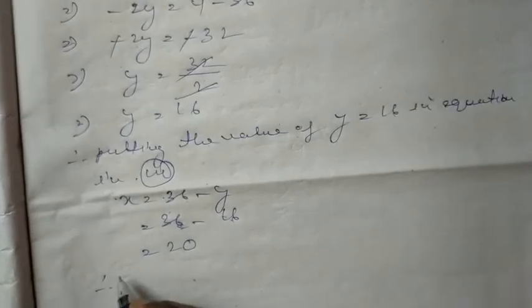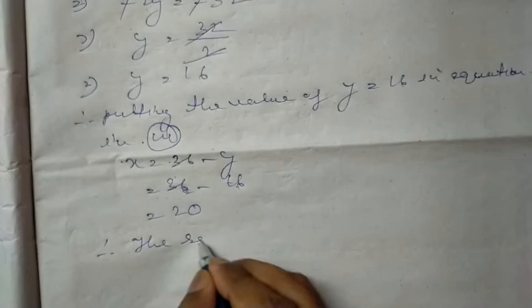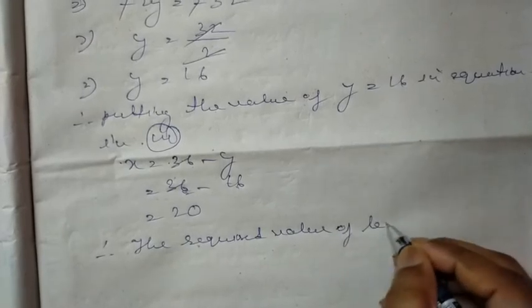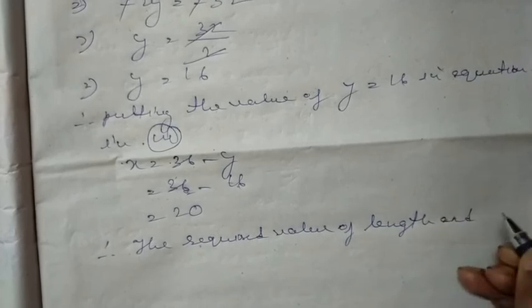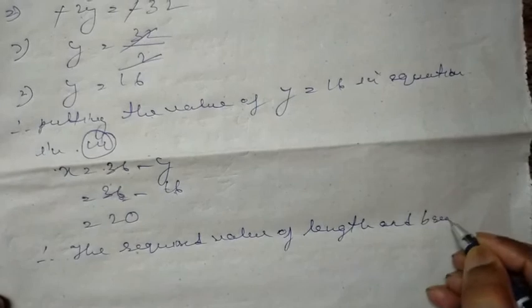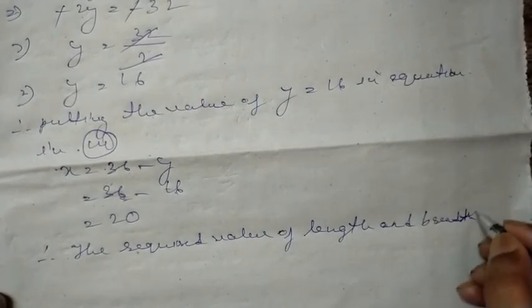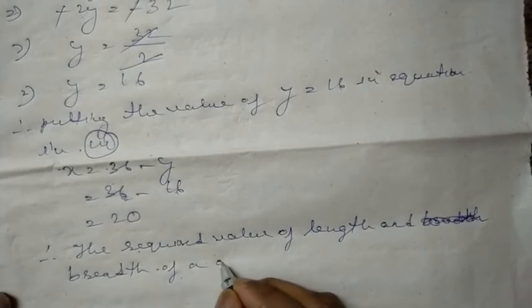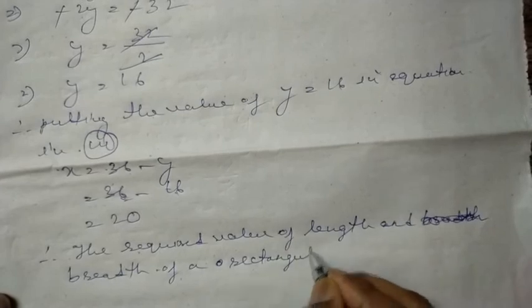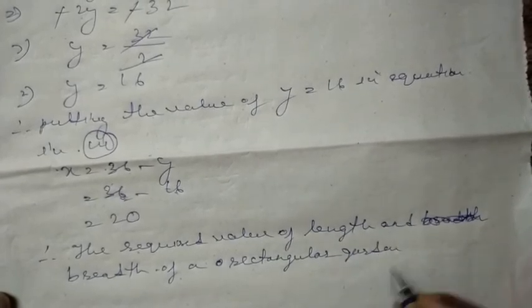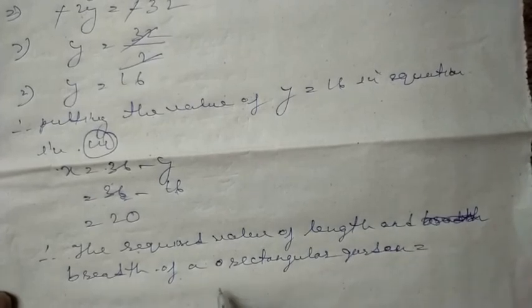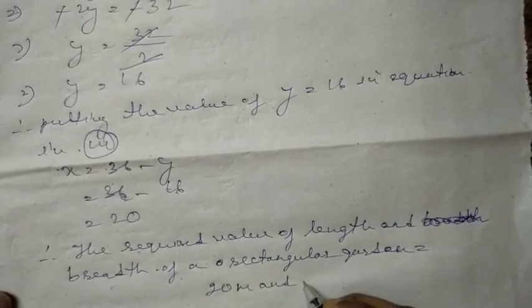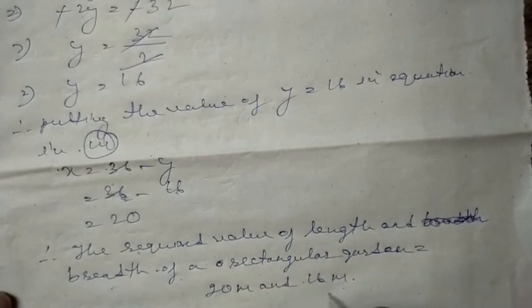So therefore the required length and breadth of the rectangular garden: our length is 20 meter and breadth is 16 meter. This is our answer.